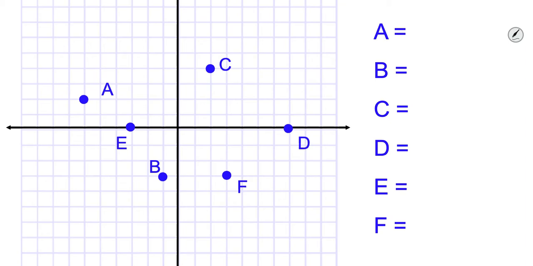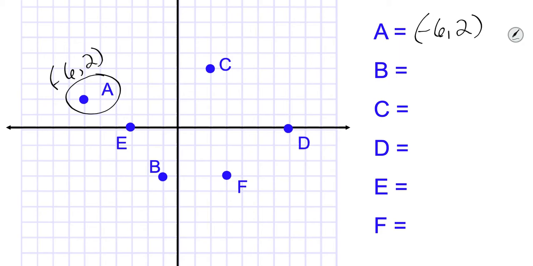So if we're looking for A first, that's over here. We need to figure out where that is. So let's count left or right first and then up or down second. We have 1, 2, 3, 4, 5, 6. So that's a negative 6. And then we're going up 1, 2. So negative 6, up 2. That's the coordinate for A: negative 6, comma 2. All right, hopefully you're getting the hang of this.